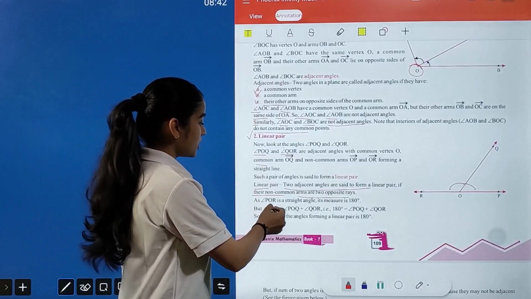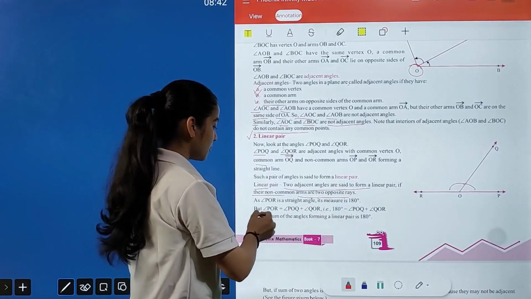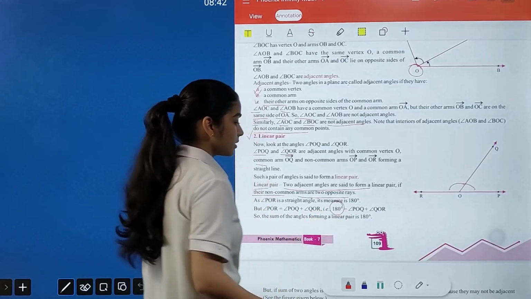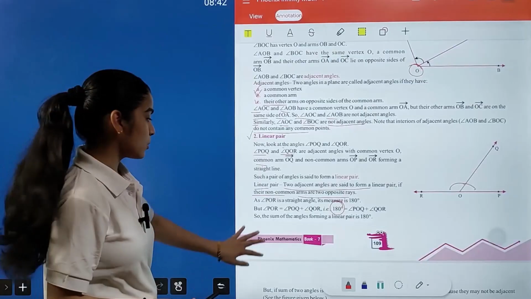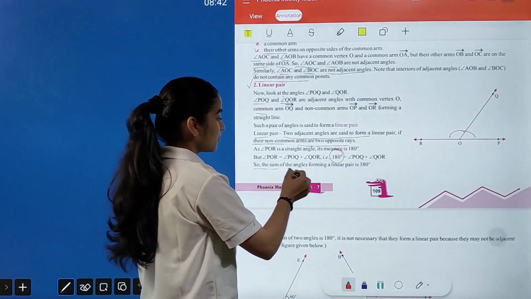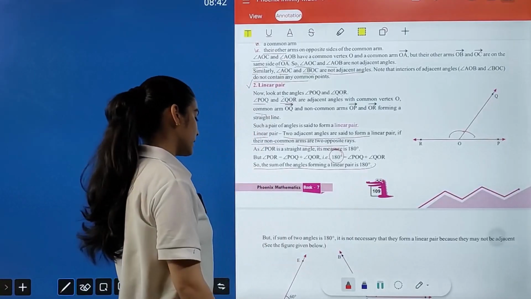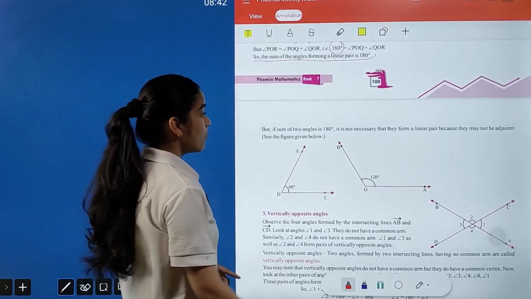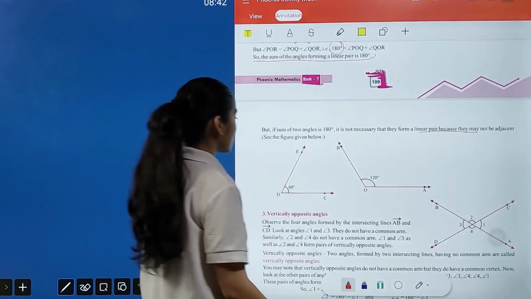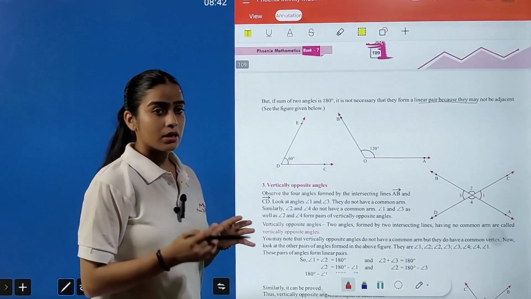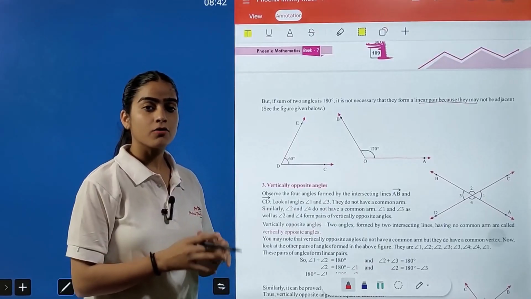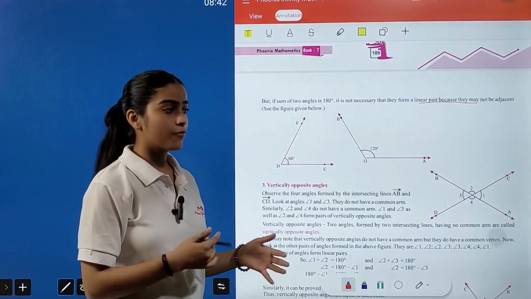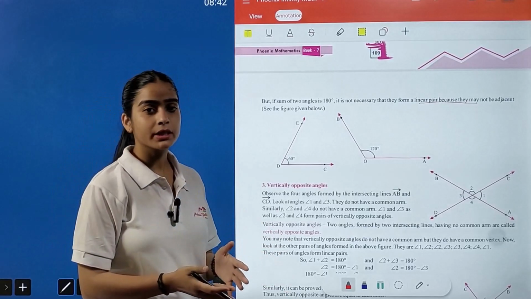As angle POR is a straight angle, its measure is 180 degrees, but angle POR is equal to angle POQ plus angle QOR. Thus, the sum of the angles forming a linear pair is 180 degrees. But if the sum of two angles is 180 degrees, it is not necessary that they form a linear pair, because they may not be adjacent. So you always have to consider that your angles should be on a straight line, and then consider them linear pairs. If all three angles are equal to 180 degrees, you can't say it is forming a linear pair.